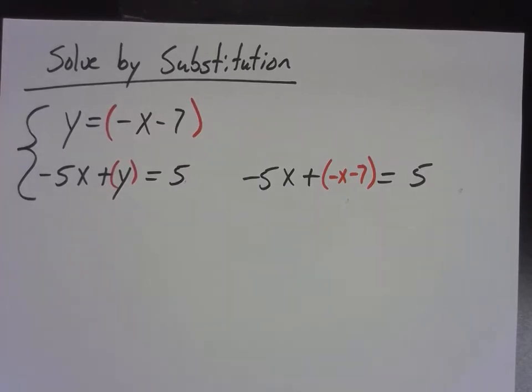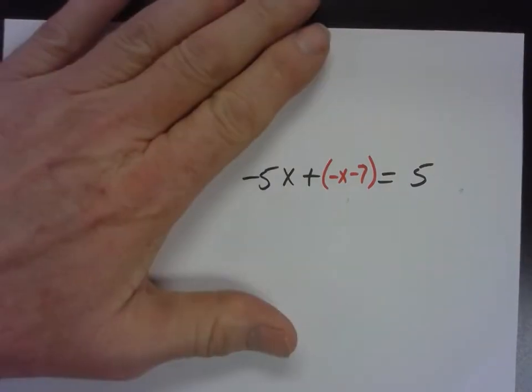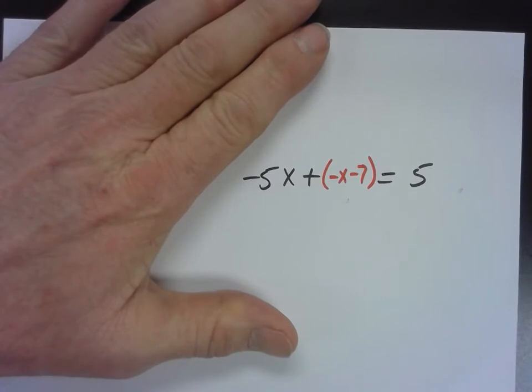Why can I do that, Kylie? You can do that because there's no y. It's just x. Yeah. See our new equation? How many variables? 1. Well, we can solve that. Okay, we can solve this.